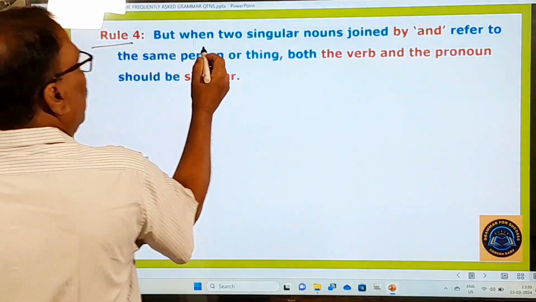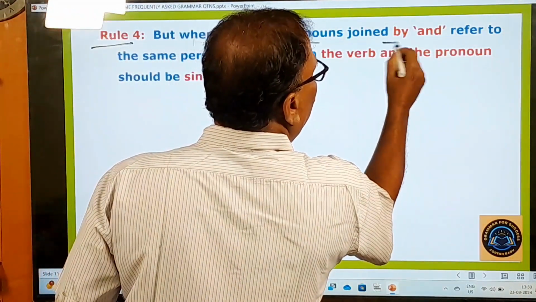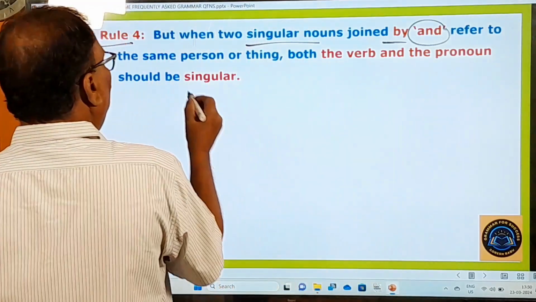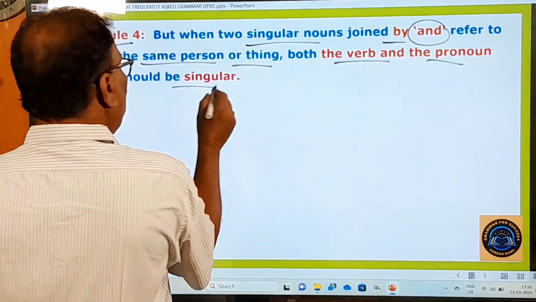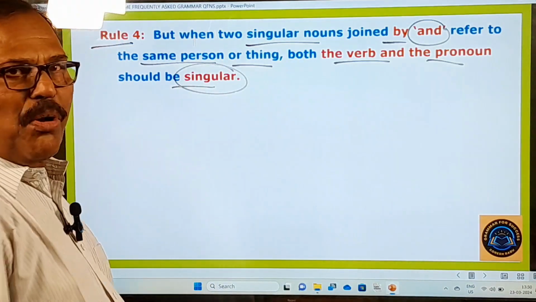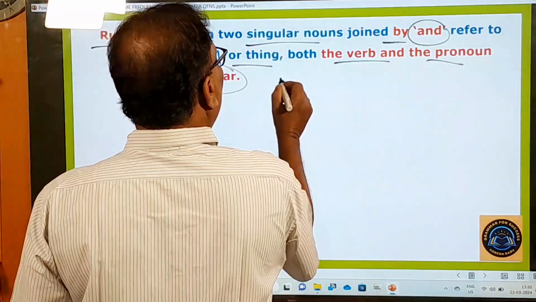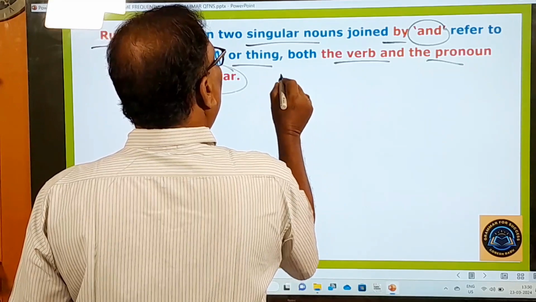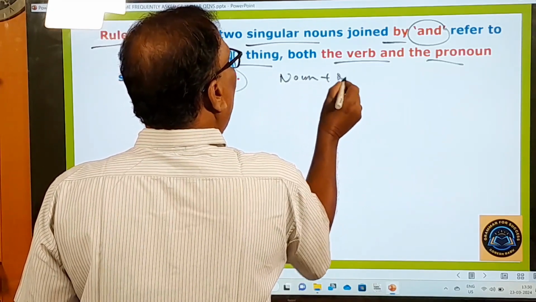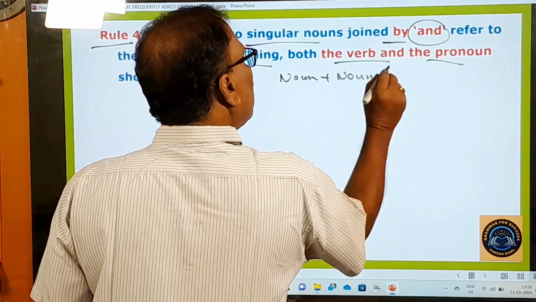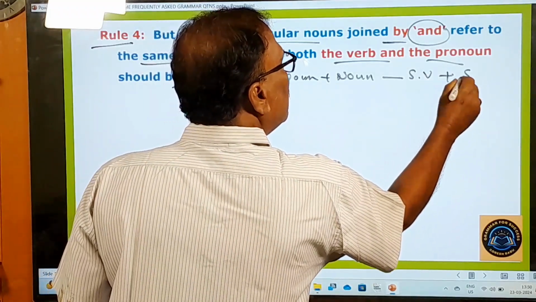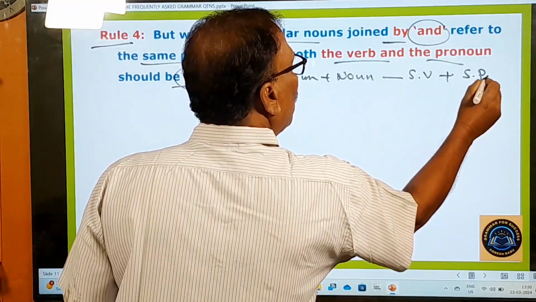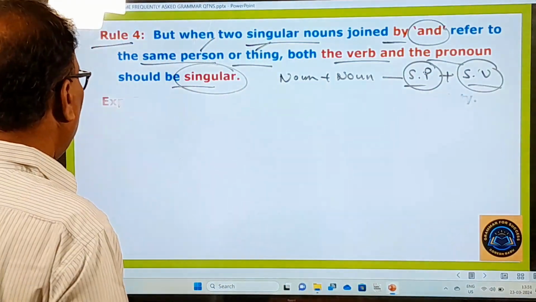Rule 4: when two singular nouns joined by "and" refer to the same person or the same thing, then the verb and the pronoun must be singular. This is a very, very important one. So when two singular nouns, noun plus noun, refer to the same person, then a singular verb and a singular pronoun must follow.